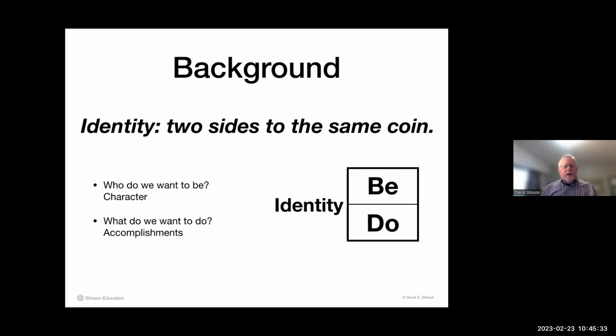When we talk about identity and what's the identity of NCLUDE, there are kind of 2 sides of the same coin that I can't separate. We need to ask, who do we want to be, which is kind of the character piece, and that's reflected in the value statement that we have. And then what do we want to do? What do we want to accomplish as a group? That's reflected in the aims.